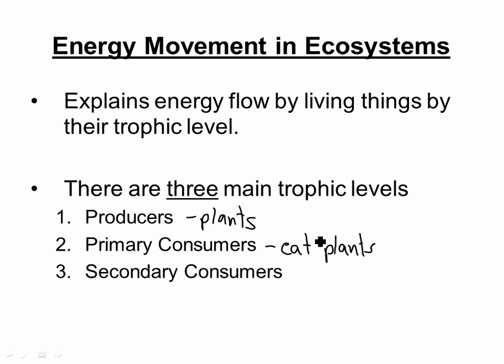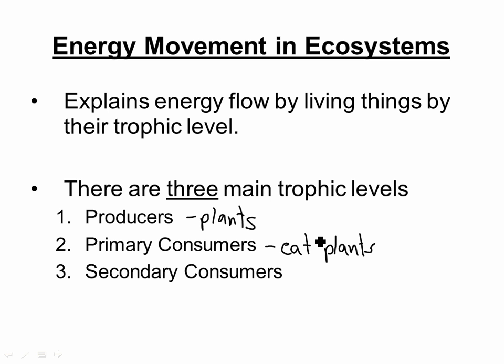So the primary consumers eat the plants. The secondary consumers eat the primary consumers. They eat the animals. I'm not going to sugarcoat it. I like steak. Some of you may not like steak, but I like steak. And I like pork chops. So I eat other animals, and therefore I'm a secondary consumer. Okay?